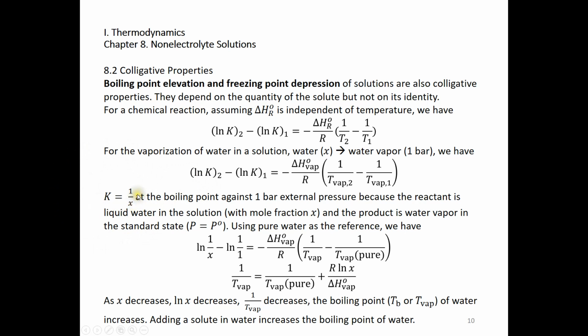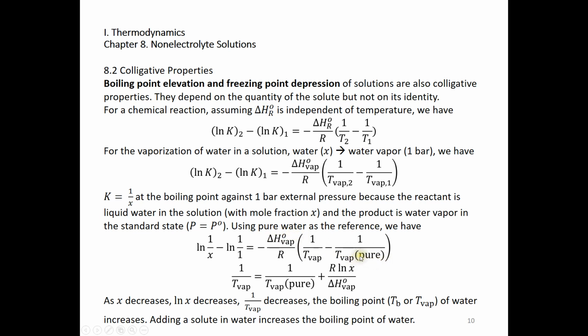So K has such an expression, and we now can replace this K with 1 over X. And this K1 is just 1 over X under condition 1. So we can do that. For convenience, we usually pick a standard state. So what if we have pure water? When we have pure water, X is 1, right? Pure water, X is 1, so K is 1. Alright, so we have pure water as the standard state. And now we have the vaporization temperature of pure water. Over here, the common name is actually the boiling point of water under 1 bar pressure.